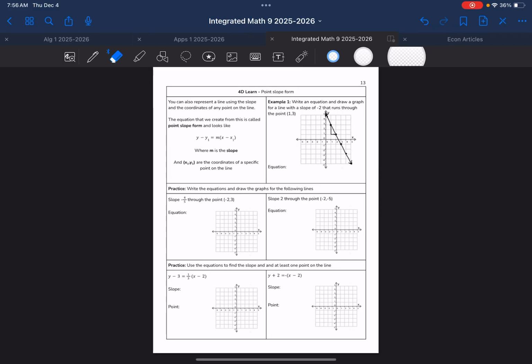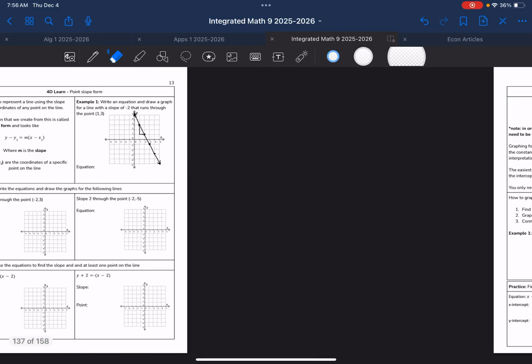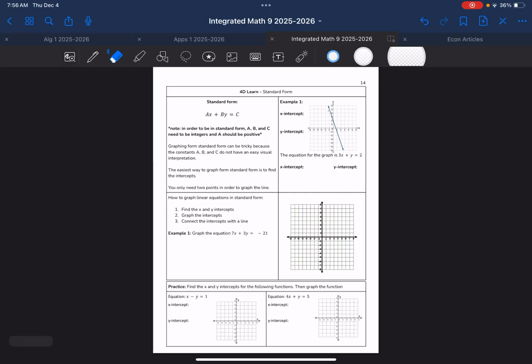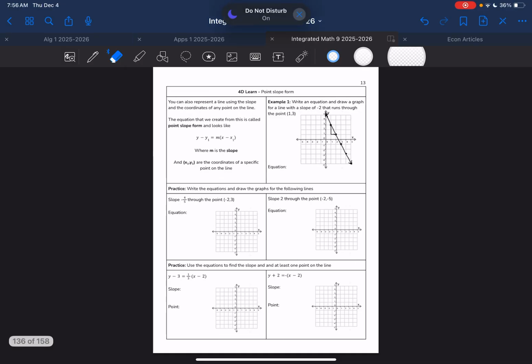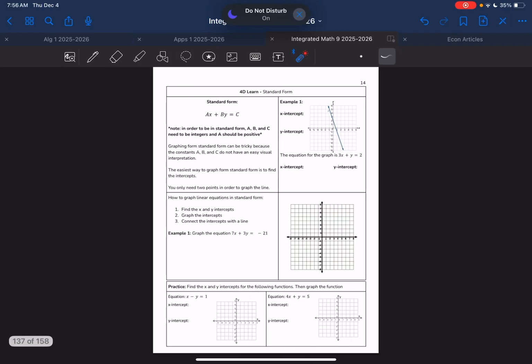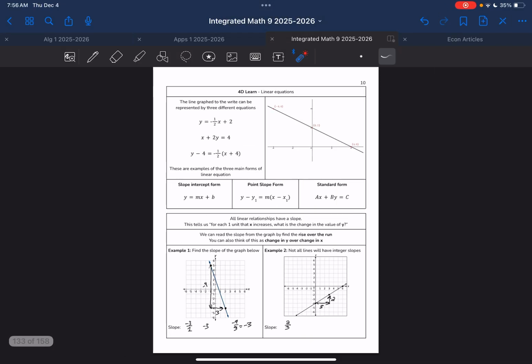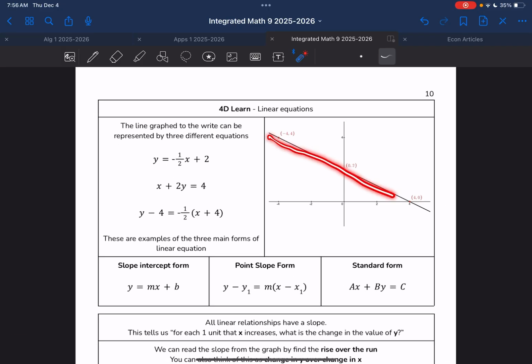Alright, so in this video, I'll be talking through pages 13 and 14 in the notes packet. This is where we are talking about graphing lines from point-slope form and standard form. So if you remember back on page 10, we talked about how the one line could be represented with three different equations. Yesterday we talked about slope-intercept form, y equals mx plus b, where m is the slope and this is your y-intercept. But we can also talk about point-slope form and standard form.